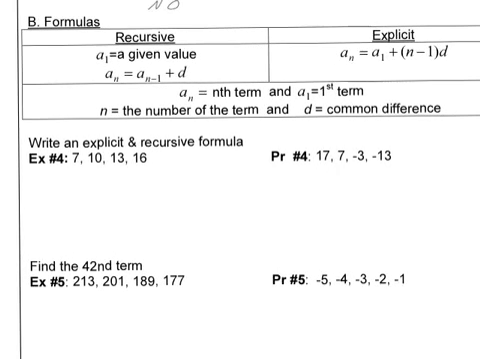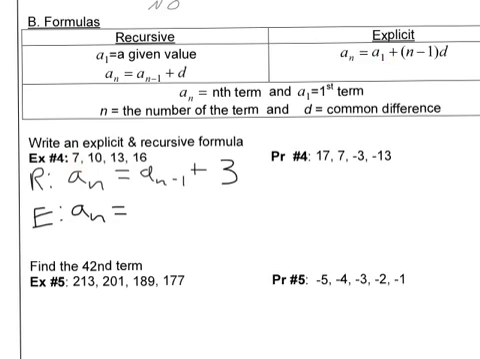So I'm going to leave them up here on the screen. The recursive one is simply going to be a sub n equals a sub n minus 1 plus the common difference. Well, what is the common difference? Up by 3, up by 3, up by 3. Common difference is 3, so I just write 3. The explicit is going to be a sub n equals a sub 1, so that's the first term, which is 7, plus n minus 1 times a common difference of 3.